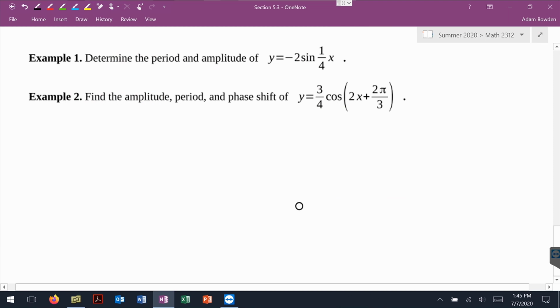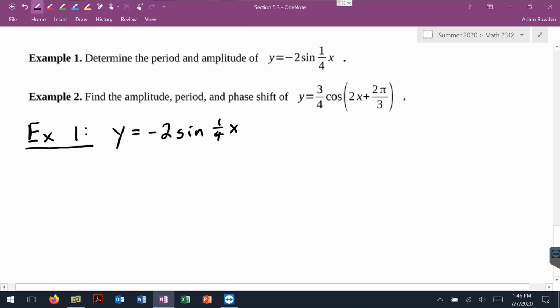Before we jump into graphing anything, let's see what we can do just to find the period, amplitude, and any phase shift for a particular function. Once we figure that information out, it's going to help us when we go to sketch the graph of the function itself. So let's look at the function y equals -2 sine of 1/4 x.